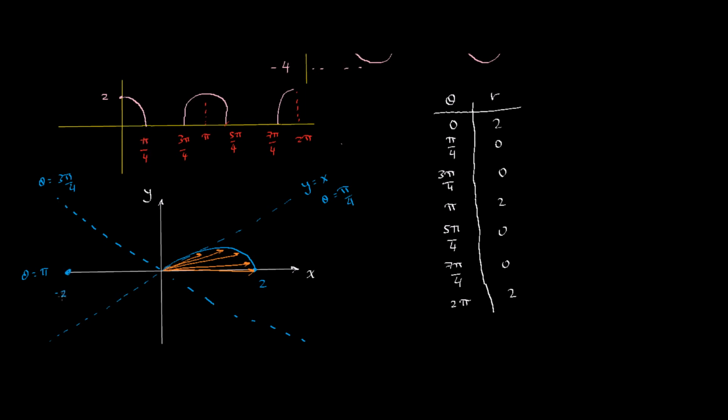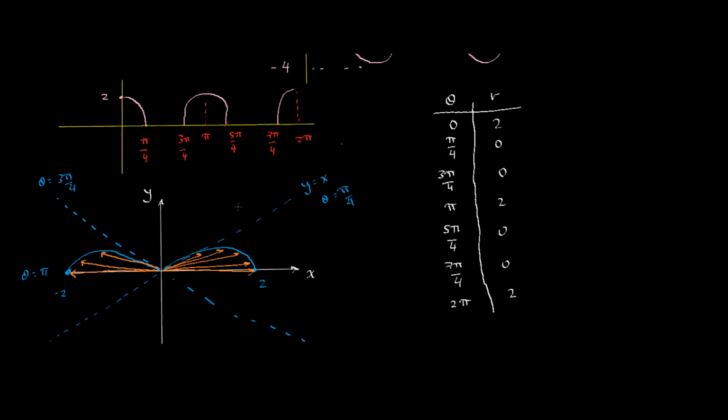Again, on the x-axis, this is negative 2, but the value of r is always positive. And as we go from theta equal to 3 pi over 4 to theta equals pi, the value of r increases from 0 all the way to 2. So we're going to have a region that looks like this. And again, you see the value of r at theta equals pi is 2, and it keeps on decreasing if we go from pi to 3 pi over 4.